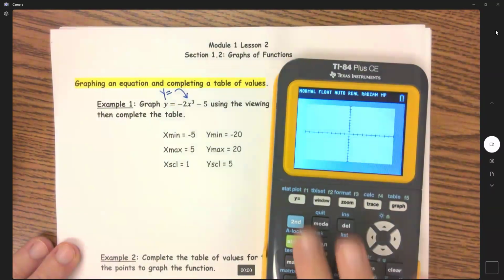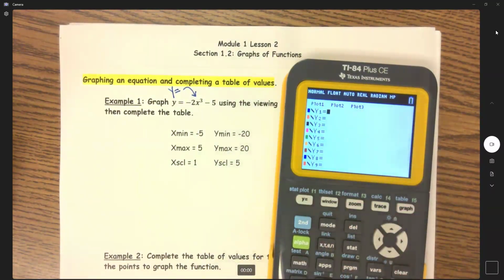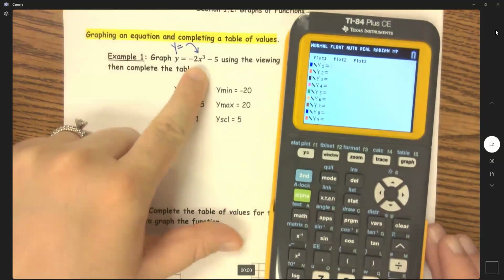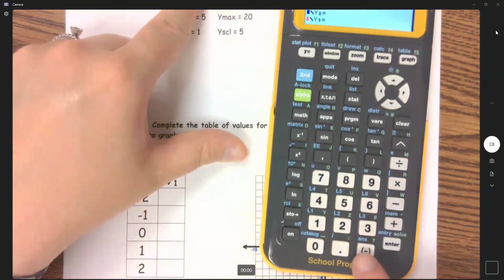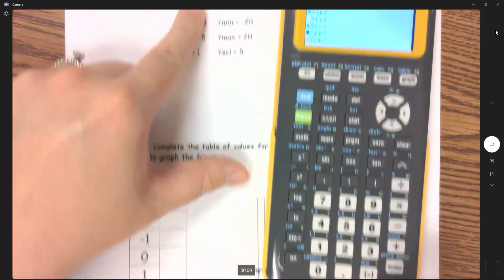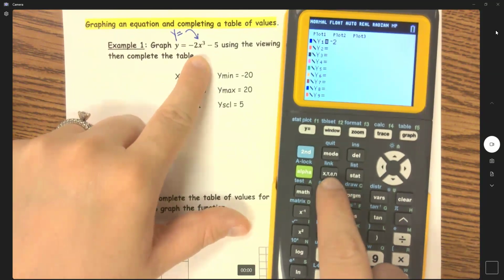So y equals, clear out anything if you haven't already, but if you cleared your RAM, it should be cleared. Now I'm going to type this in. So a couple things here. When you have -2, there's a difference between the minus key and the negative. If it starts with a negative, we're hitting -2 and then x cubed. Here's my button for my x.